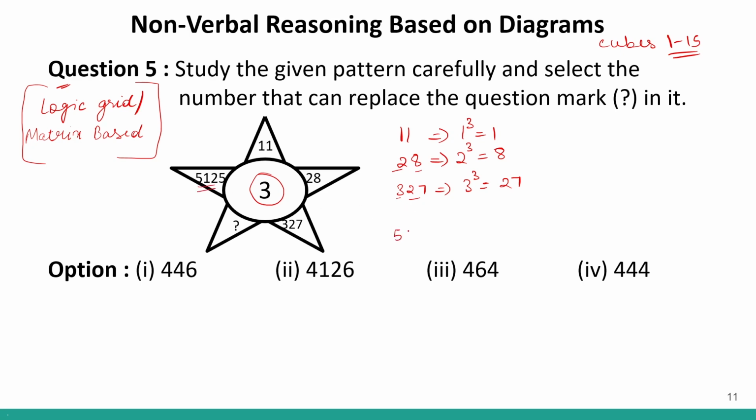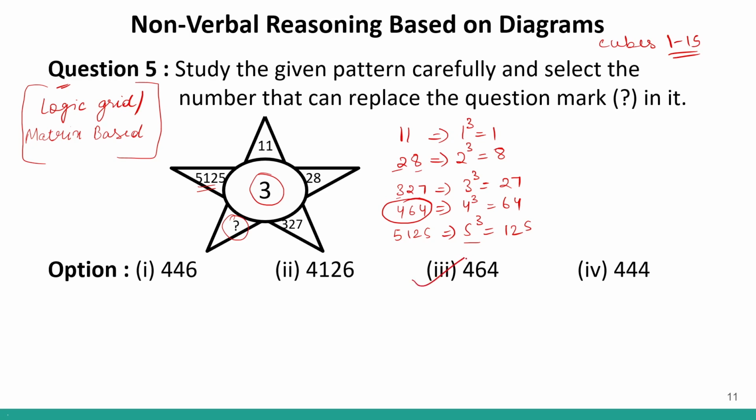Then we have this 5125. So 5 cube is how much? It is 125, and 5 and 125 are written together. So 1, 2, 3, and the missing element will be 4 cube. 4 cube is how much? 64. So 464 will be the missing number, which is given in option number 3.